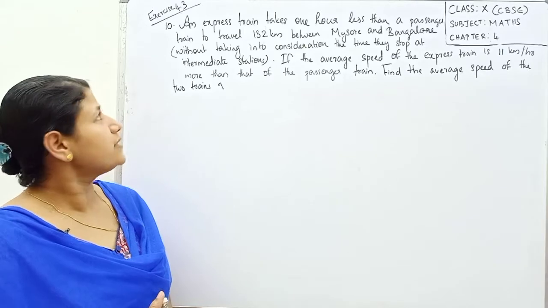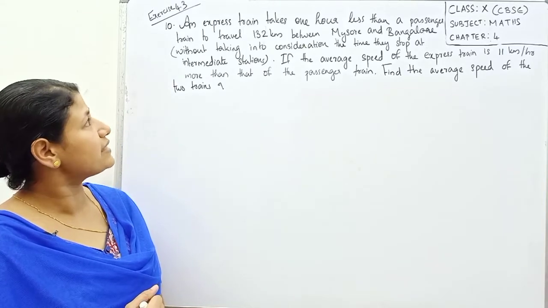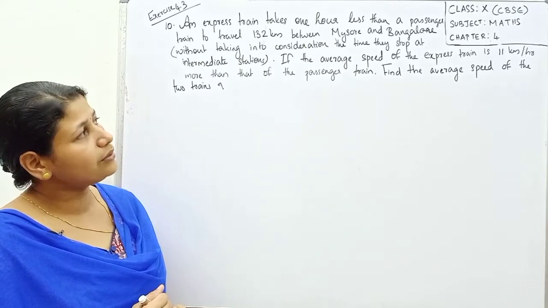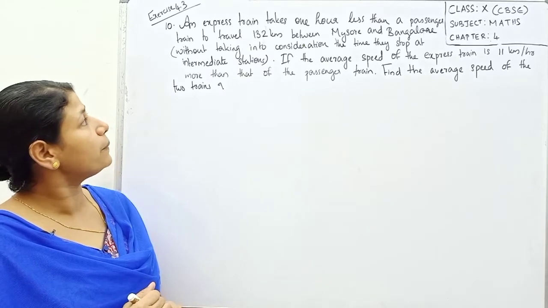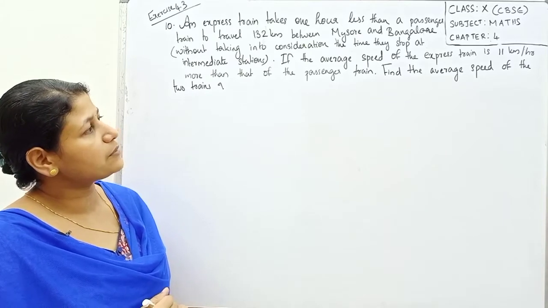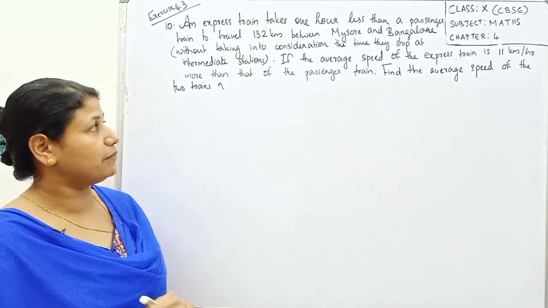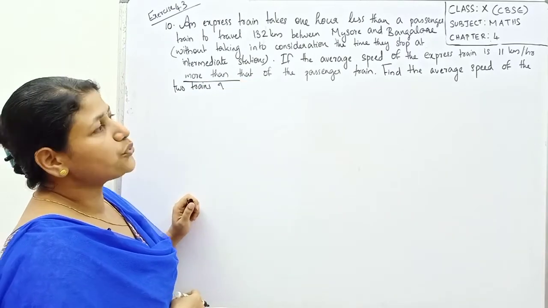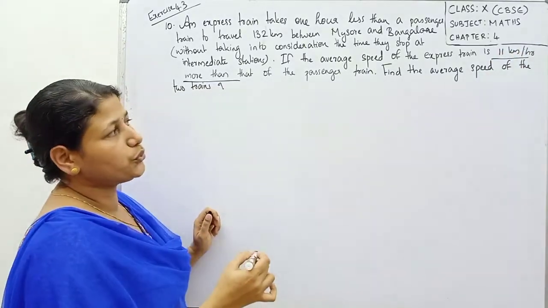Okay. 10th question. An express train takes 1 hour less than a passenger train to travel 132 km between Mysore and Bangalore, without taking into consideration the time they stop at different intermediate stations. If the average speed of the express train is 11 km per hour more than that of the passenger train, find the average speed of the two trains. So what we have to find out? The average speed of two trains.